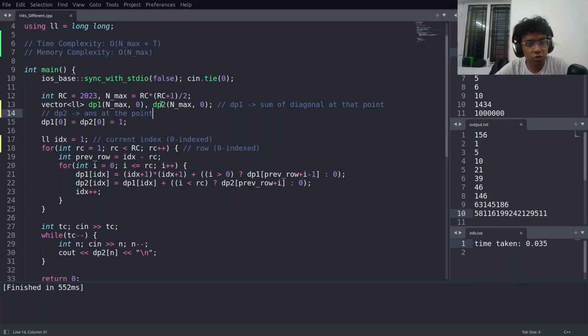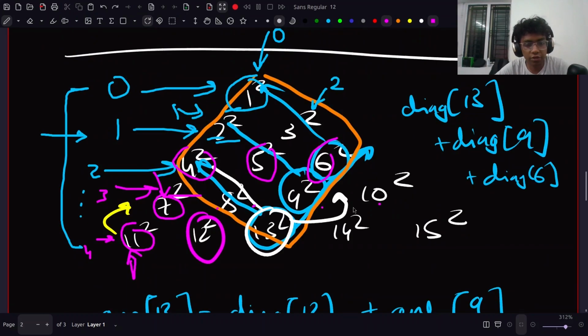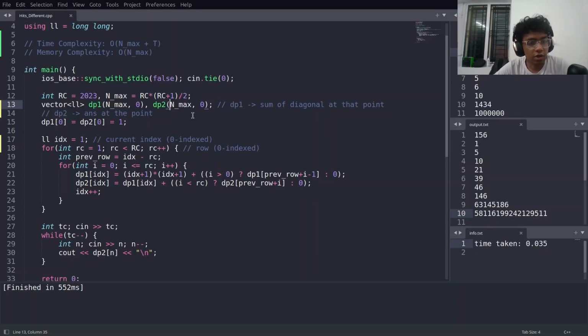What will dp2 store? dp2 will store the answer at each point. So this is going to be the answer which we are going to return. For 13 square it will be this diagonal plus the answer at 9 square, right? So that's what we discussed. That's what dp1 and dp2 will store.